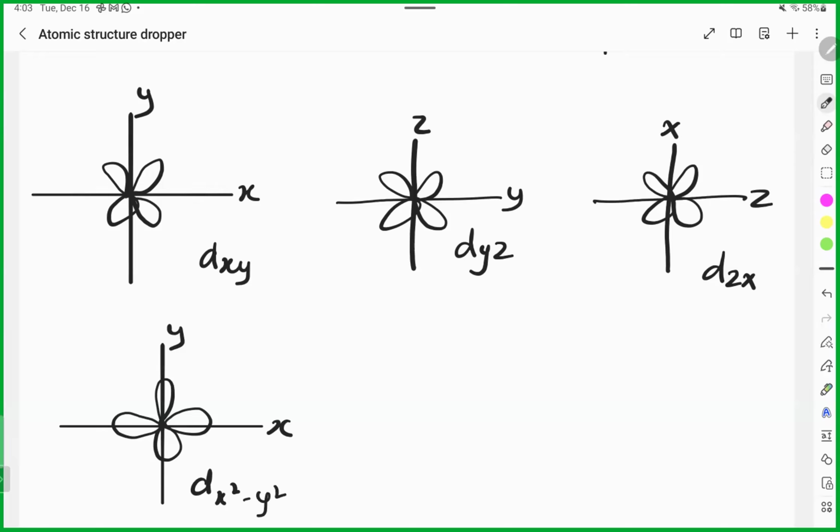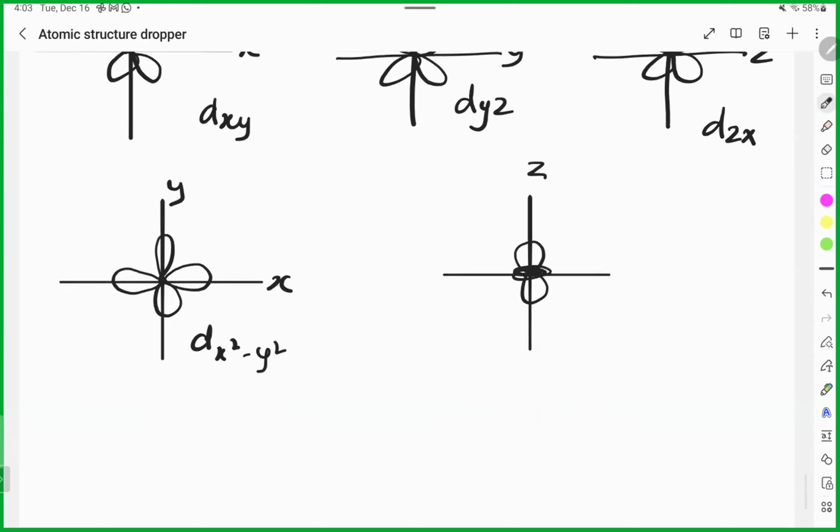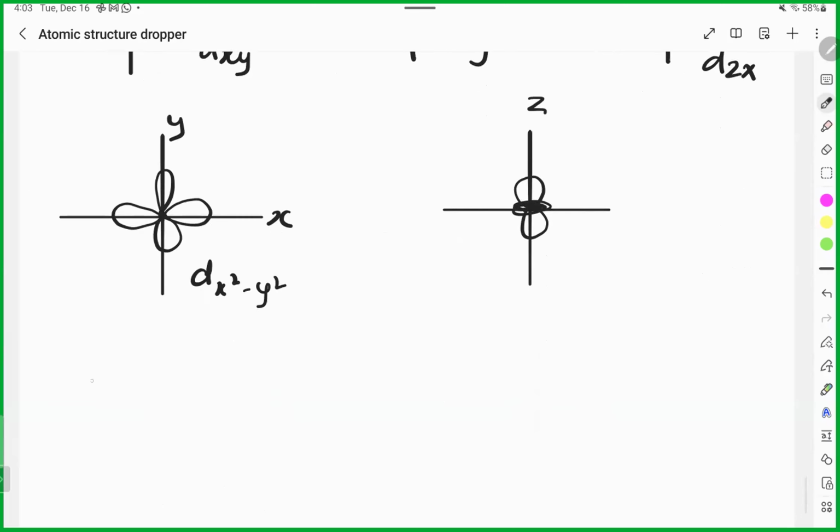In all these 4 conditions, you have 4 lobes. Correct. But in the fifth orbital, there will be only 2 lobes. And what is this fifth orbital? dz square. Example, if you take this z axis, then what will happen? You will have only 2 lobes and then there is a ring. So total 5 orbitals present in d subshell. Total 5 orbitals. Remember, m value could be -2, -1, 0, +1, +2.